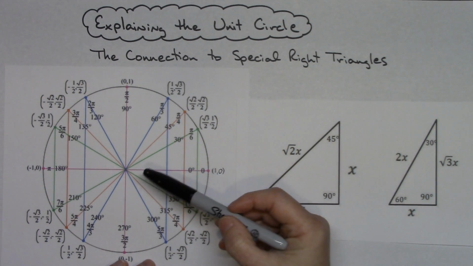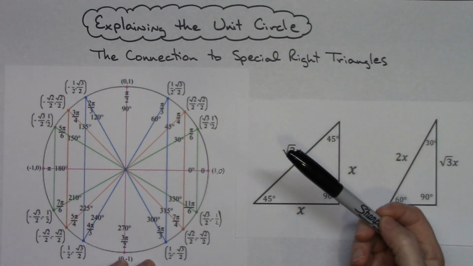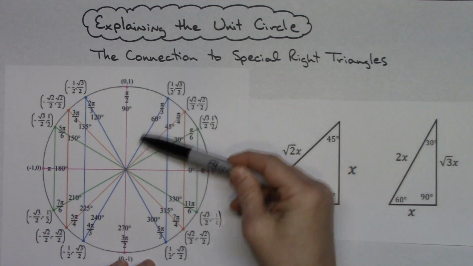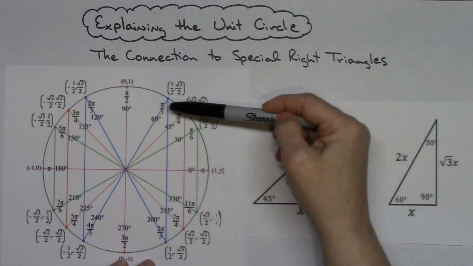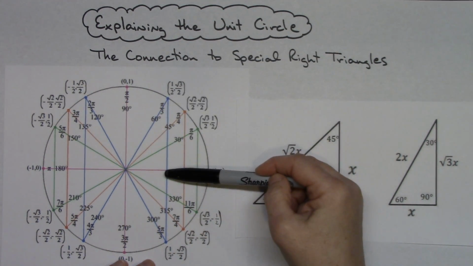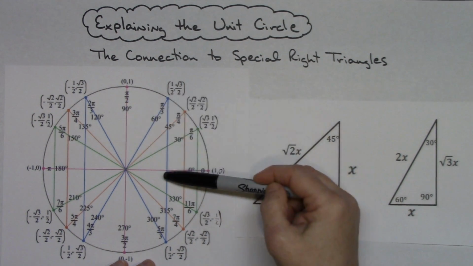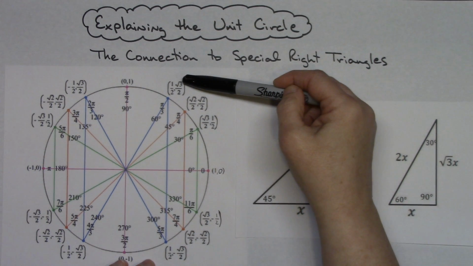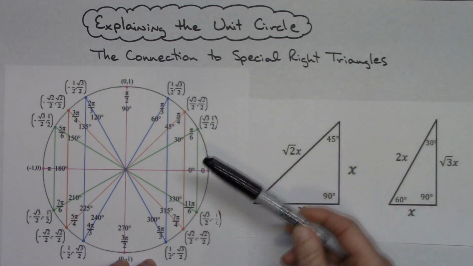Oftentimes you will find a unit circle divided up like this with various colors. This blue line right here is indicating your 60-degree angle. Well then if you drop a perpendicular down, you form a 30-60 right triangle, and we will use that 30-60 right triangle to show you where this ordered pair comes from.